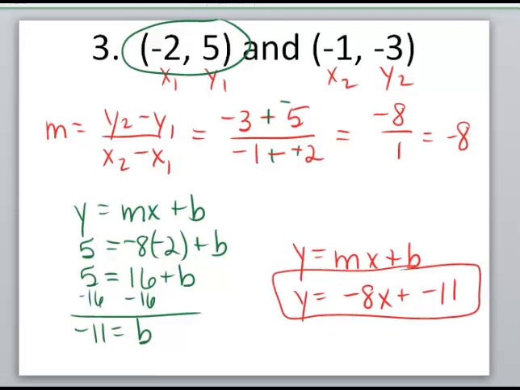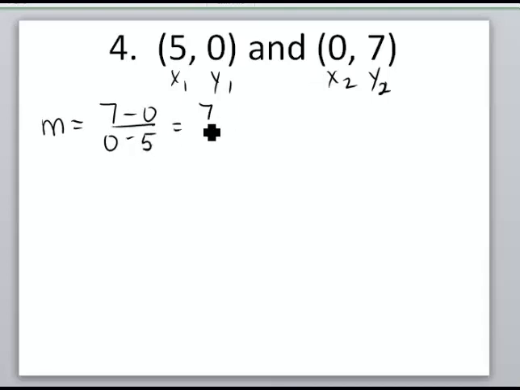My next example, I have x1, y1, x2, y2. Same process. You need m, you need b. So we're going to get m first. Y minus y over x minus x. This gives me 7 over negative 5. So I get a negative 7/5 as my answer for my m.